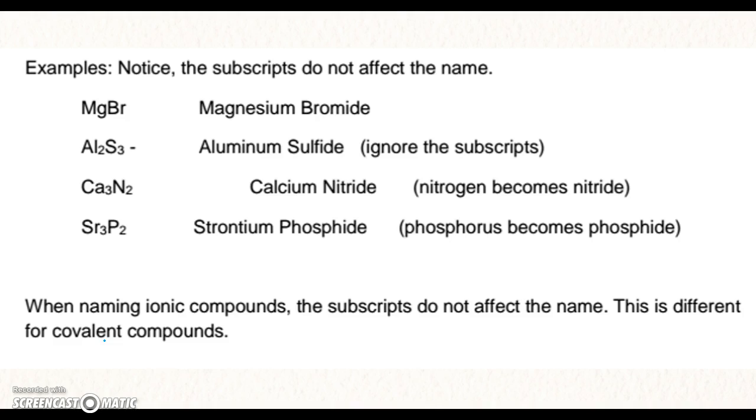Notice the subscripts do not affect the name, that just comes from crisscrossing. So magnesium bromide, aluminum sulfide, you don't write like 2 aluminum, 3 sulfide or anything, it's just aluminum sulfide, and so forth. This will be different for covalent compounds when we get to them, but right now just remember, ignore the subscripts, just name them that way.